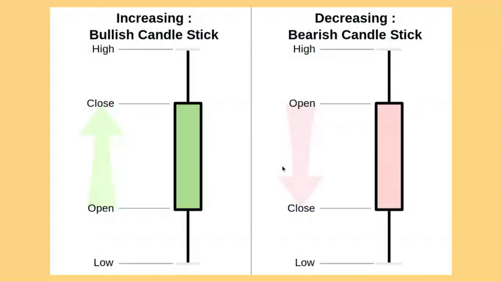This is how the candlesticks look like. The green candlestick is the bullish candlestick, which indicates that the stock price increased at the end of the time period in comparison to the stock price at the start of the time period. And the red candlestick is the bearish candlestick, which indicates that the stock price decreased at the end of the time period in comparison to the stock price at the start of the time period.